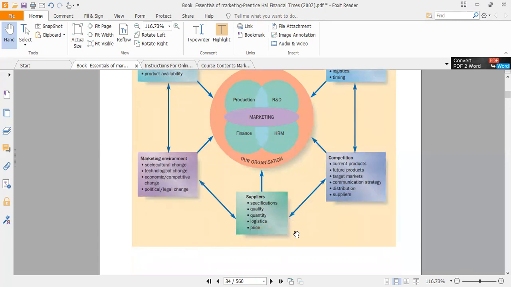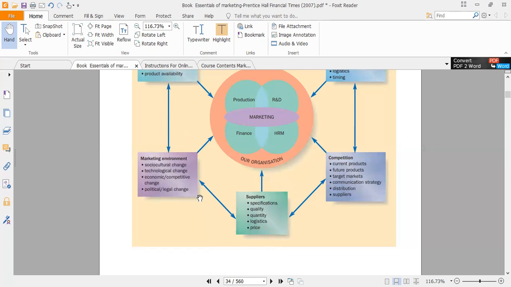Right. So supplier specifications, quality, quantity, logistics, and price. That is again one of the same thing. You have to deal with your suppliers. What kind of product you need, what kind of raw material you need, what exactly the specification would be, the quality of the raw material, quantity, logistics, and price. All these things would be coordinated with the suppliers; your marketing department would initially coordinate with the suppliers.